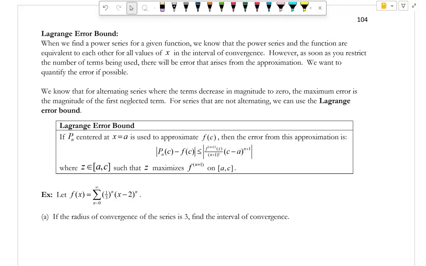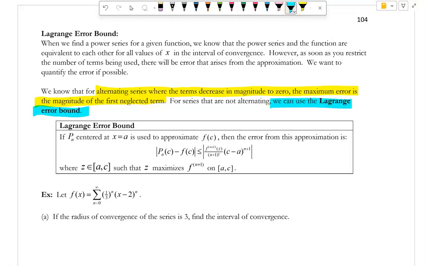We already know that if our series is alternating, the maximum error is the magnitude of the first neglected term. So if the series is alternating, we already know how to quantify the error. However, if the series is not alternating, we're going to use something called the Lagrange error bound.